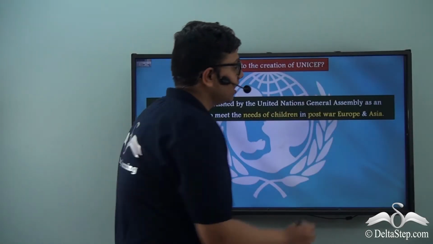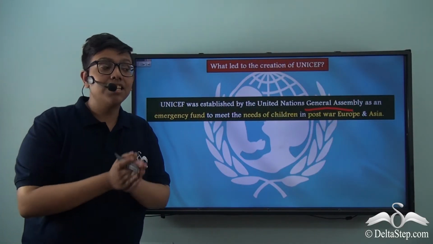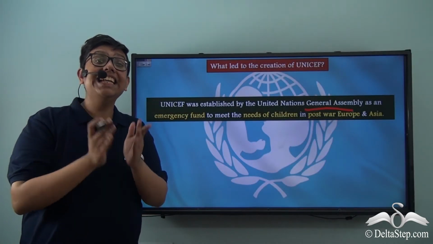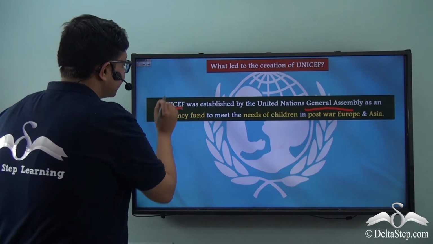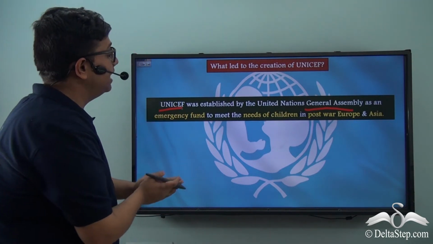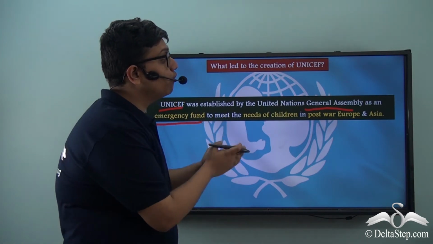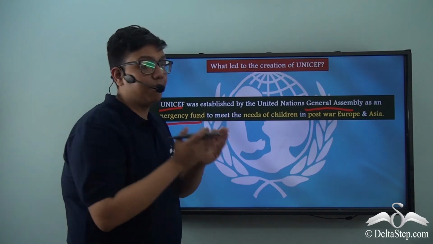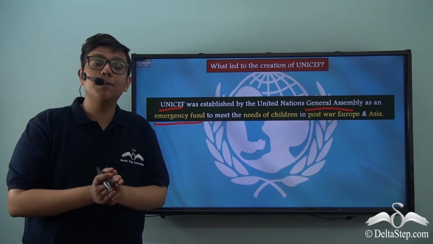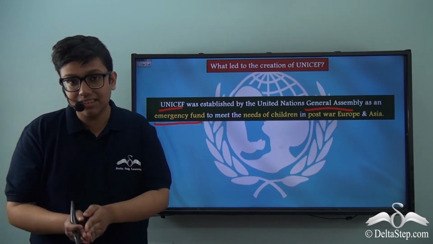The United Nations General Assembly convened and realized that an emergency exists which affects the needs of children, and thus the United Nations International Children's Emergency Fund, or UNICEF, was established by the General Assembly as an emergency fund to meet the needs of children in post-war Europe and Asia. Since this was an emergency fund dealing with an emergency, it was supposed to be temporary, existing as long as the emergency exists.